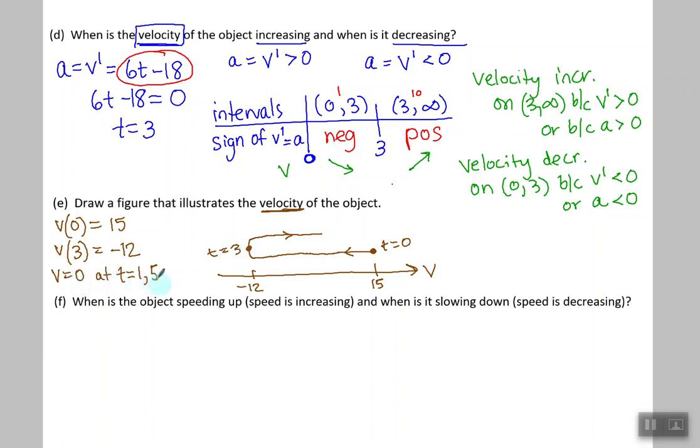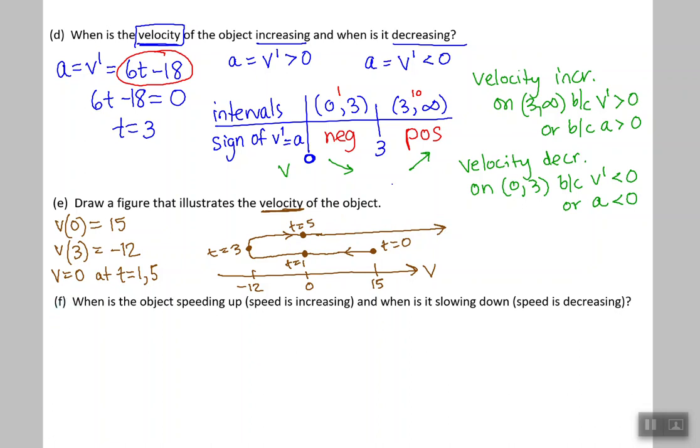Now we can also mark that the velocity equals 0 at time 1 and 5. So 0 is going to be approximately right here on our number line. The velocity is 0, and so that's going to be at two places. The first place we get to is at time 1, and the second time v reaches 0 is at time 5, and then the velocity just continues to increase.